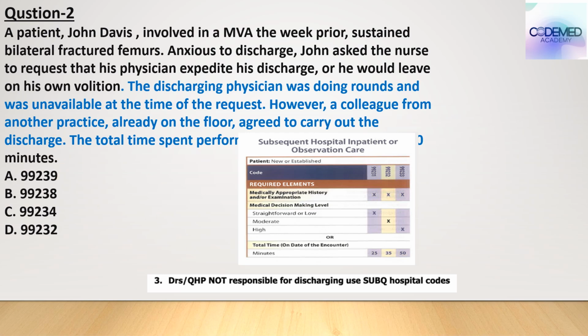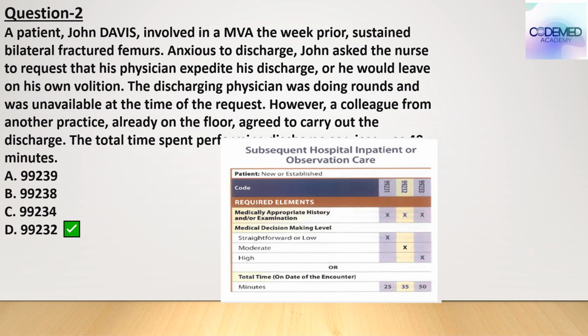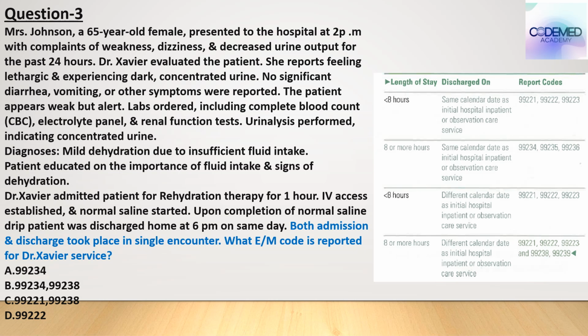Now we'll see what the answer is. We definitely cannot write 99239 and 99238 because those are the discharge codes. 99234 is admission and discharge on the same day. That didn't happen with the patient. And 99232 is for the subsequent care code, and that is what has happened here because another physician carried out the discharge. And the time is 40 minutes; our rule is it should meet or exceed, and that's why 99232 is the correct answer. Now let's take the next example. Mrs.